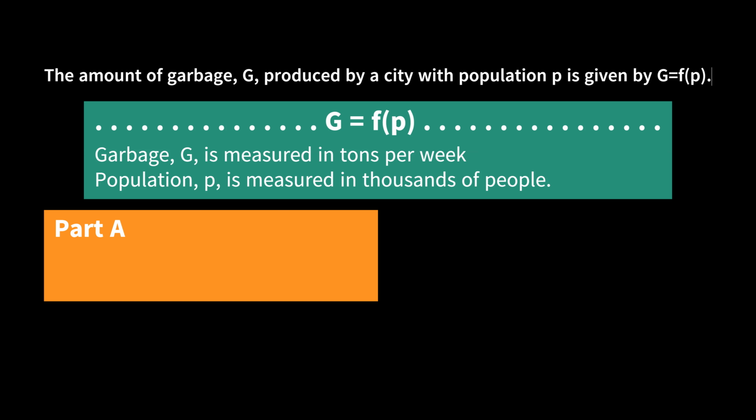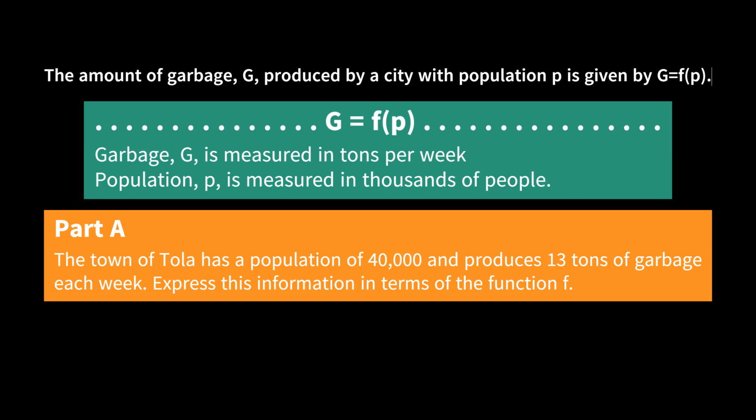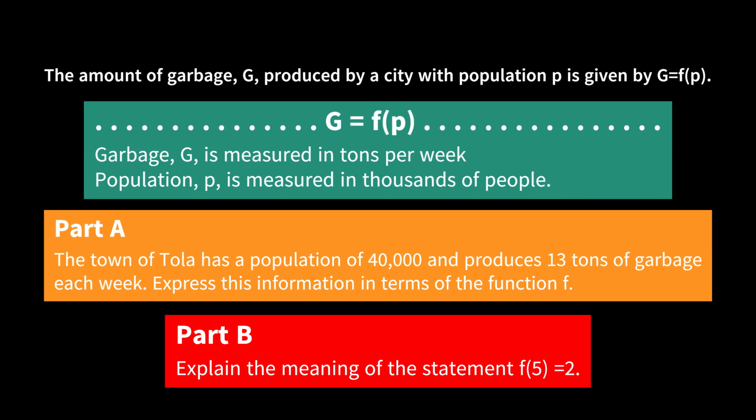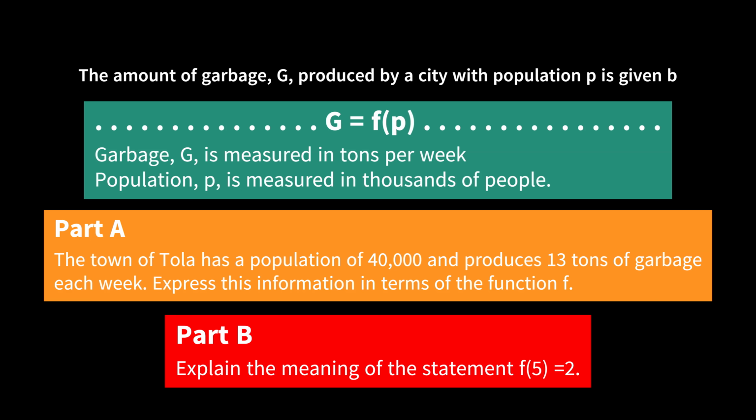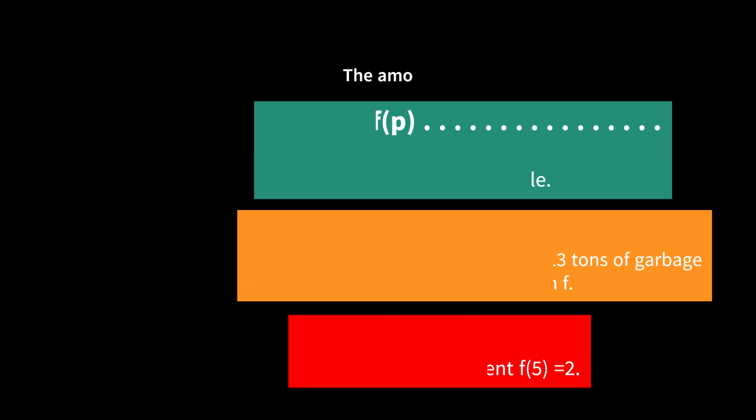Now, in part A, they are saying that the town of Tola has a population of 40,000 and produces 13 tons of garbage each week. And we need to express this information in terms of function f. Whereas in part B, they want us to explain the statement f of 5 equals 2. So let's see how we can solve this.